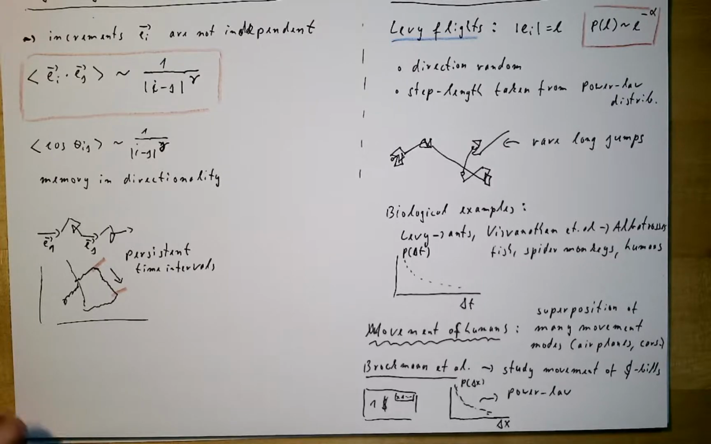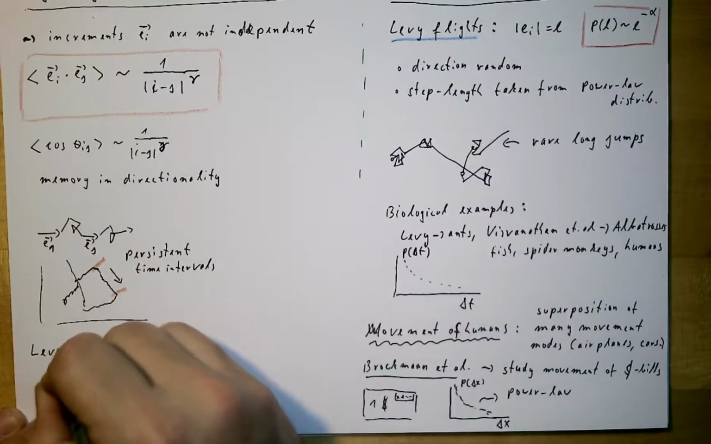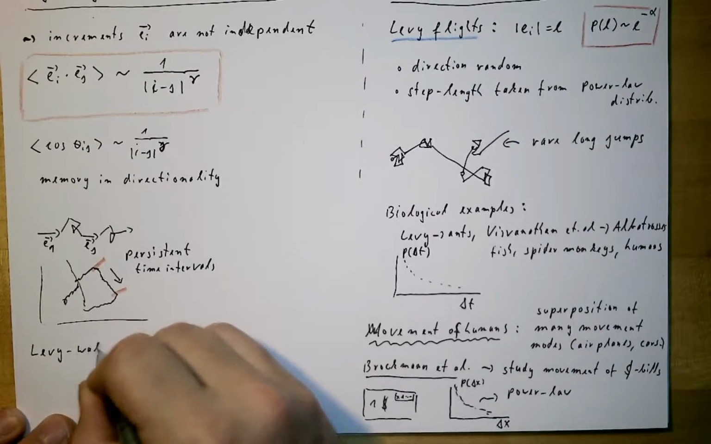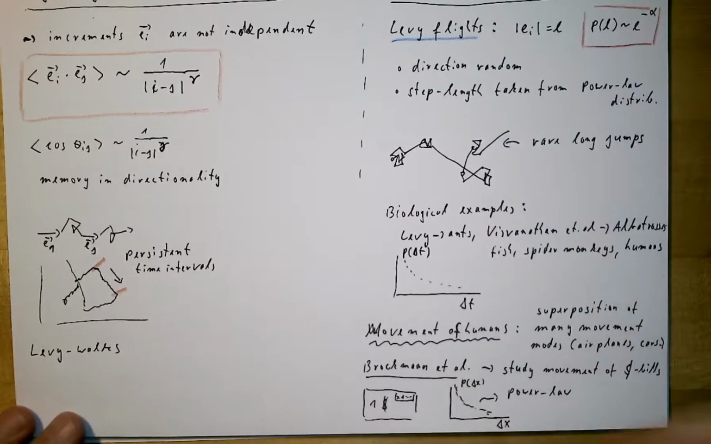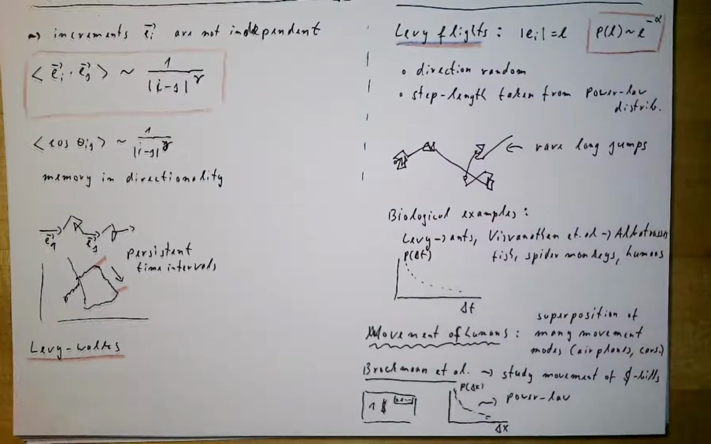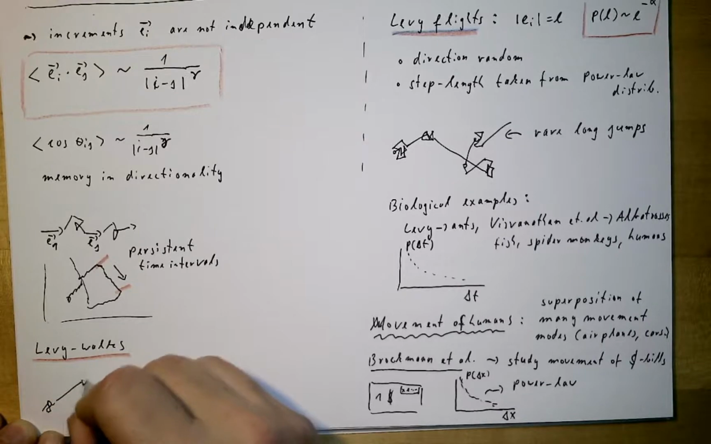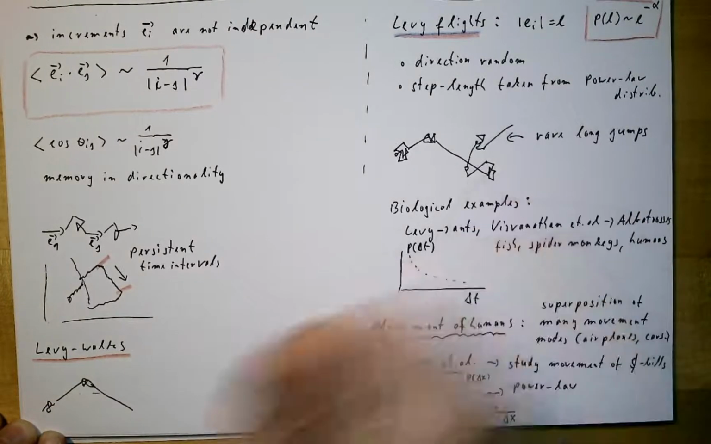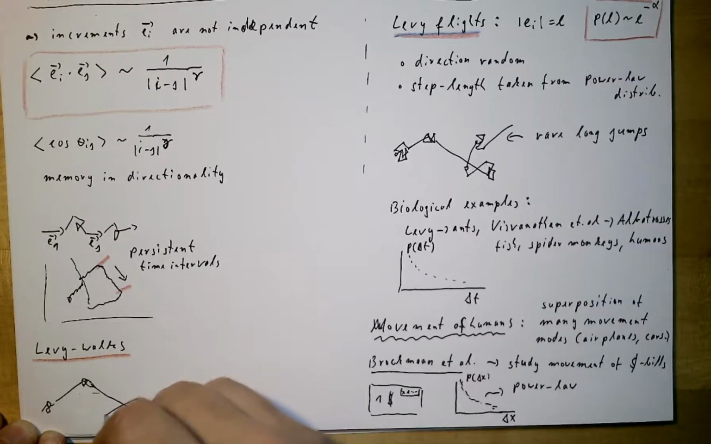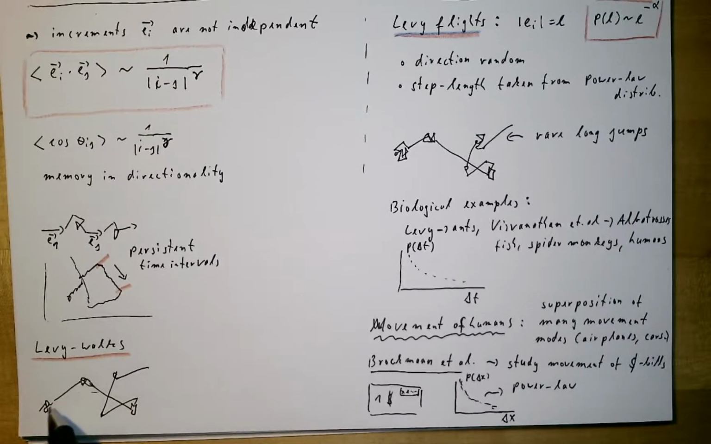But one thing I still have to do: we have to distinguish these Levy flights from Levy walks, because they're sometimes confused. So what is a Levy walk? A Levy walk is something similar to a Levy flight. We again have a movement which looks exactly like the one we had before, a random walk which has a lot of very small straight lines and some very long straight lines.